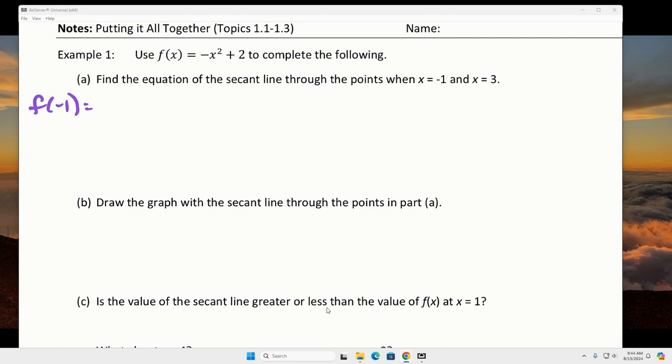But in this function, is that negative being squared? It is not. It would have to be in parentheses if it was being squared. So we're going to square -1, and what are we going to get? +1, and then make it negative, and then add 2 to it, and what do we get? 1. All right, same thing. We're going to square 3, make it negative, and then add 2 to it.